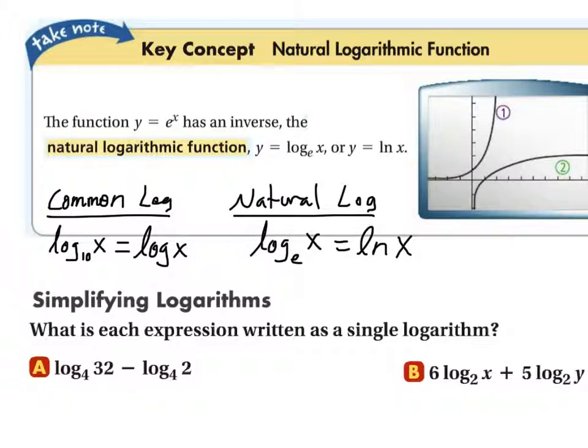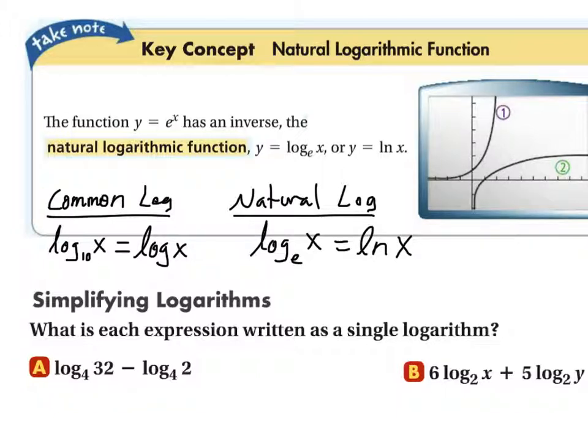Okay, so to help me remember it, I always thought "lateral nog." Think lateral nog. It's the natural log. That's why it's ln. So ln is for natural log. And what is ln? Well, it's log base e. E being that special number, the Euler number, 2.72.